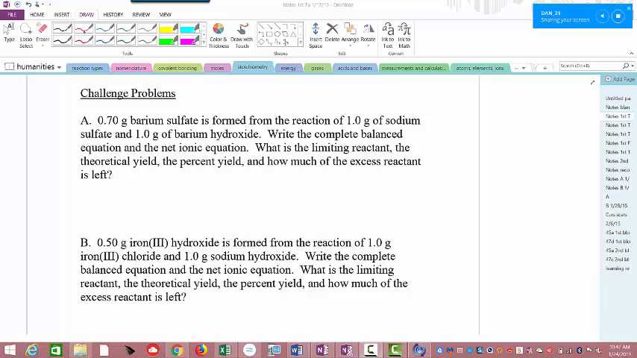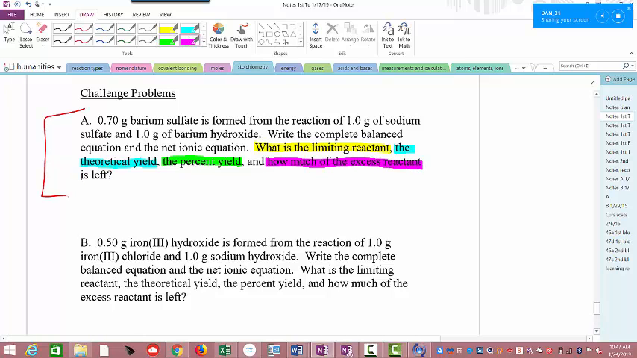Okay, you do not have this problem on your paper, but this is a slightly harder version of what you're getting on your take-home quiz. On your take-home quiz, you are asked, what is the limiting reactant? What is the theoretical yield? What is the percent yield? And how much of the excess reactant is left? So you are going to be doing those things.